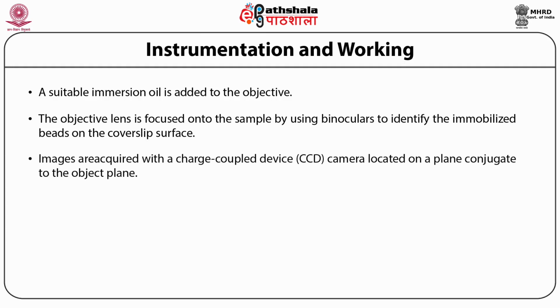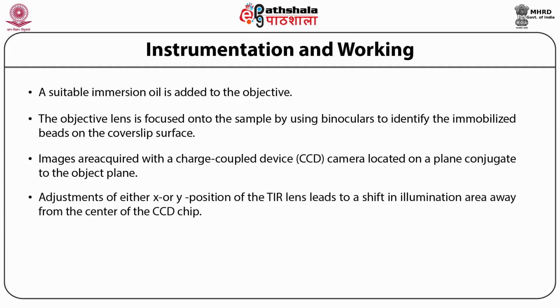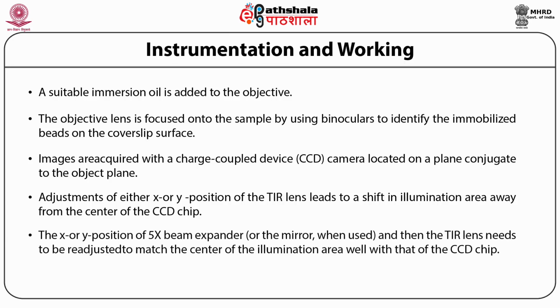Images are acquired with the charge coupled device camera, which is located on a plane that is conjugate to the object plane. Adjustments of either the X or Y position of the TIR lens lead to a shift in the illumination area away from the center of the CCD chip. The X or Y position of the 5x beam expander or the mirror when used, and then the TIR lens, needs to be readjusted to match the center of the illumination area well with that of the CCD chip.